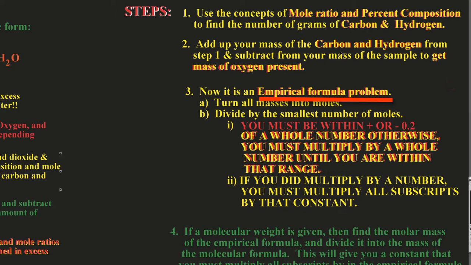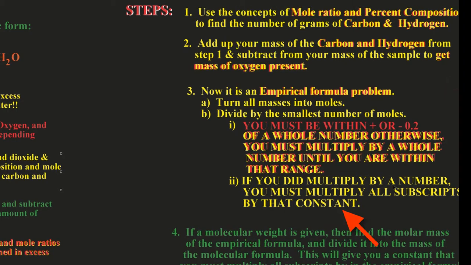Now it's just an empirical formula problem. You've got masses of carbon, hydrogen, and now oxygen. Convert everybody into moles. After you convert everybody into moles, divide by the smallest number. Remember, you have to be within plus or minus 0.2. Some people say 0.1. You need to check your class for that range. Of a whole number. If not, you got to multiply by natural numbers, 2, 3, 4, 5, and make sure your answer is within that range. If you did multiply by one of those numbers, you have to multiply each of the subscripts by that same constant. Okay? This is just empirical formula stuff. That's why I'm going kind of fast.